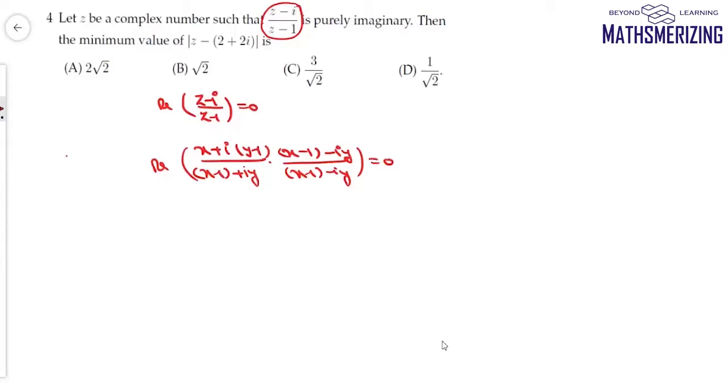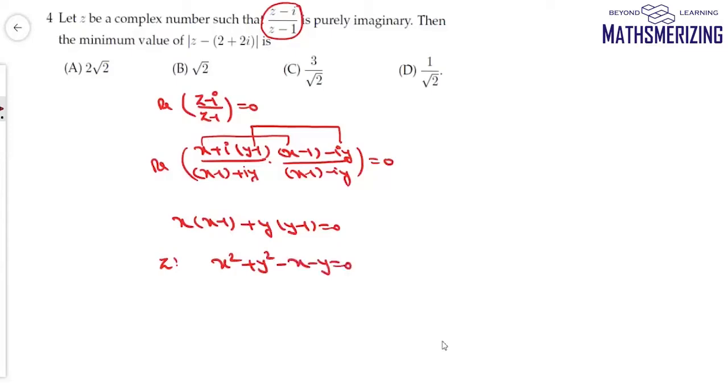Now I'll get the real part when x gets multiplied with x minus 1 and when y minus 1 gets multiplied with minus iota y. So if I multiply, I'll get x into (x minus 1) plus y into (y minus 1) equals 0. So this complex number z will lie on this circle which is x square plus y square minus x minus y equals 0. The center of this circle is at (1 by 2, 1 by 2), and the radius of this circle is simply 1 by root 2.